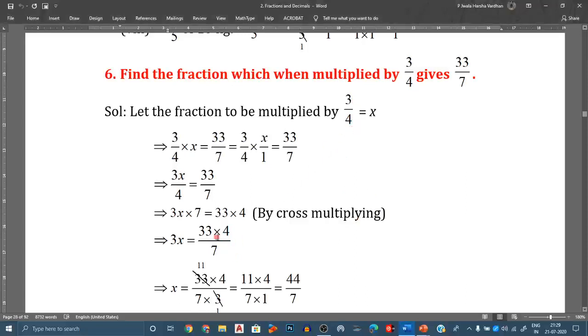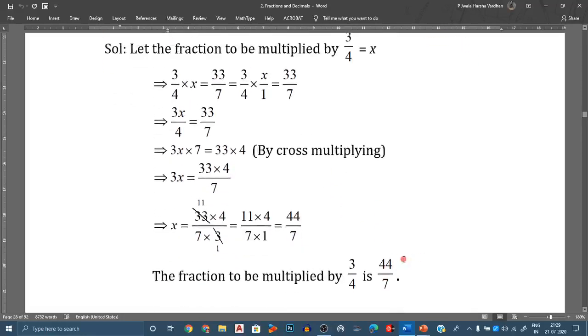Observe here, you got the same answer. So 3x is equal to 33 into 4 by 7, which gives x is equal to 33 into 4 by 7 into 3. Divide by this 3 table, you will get 44 by 7. So the conclusion you write here: the fraction to be multiplied by 3 by 4 is 44 by 7.